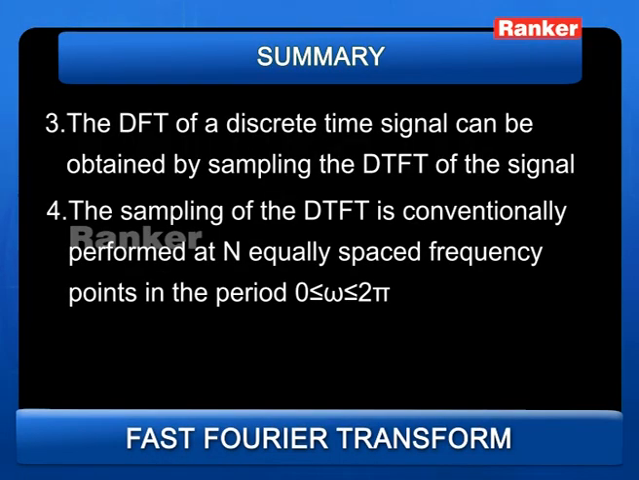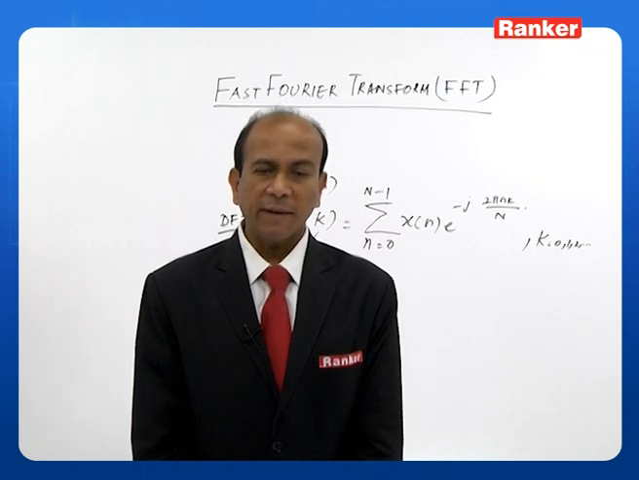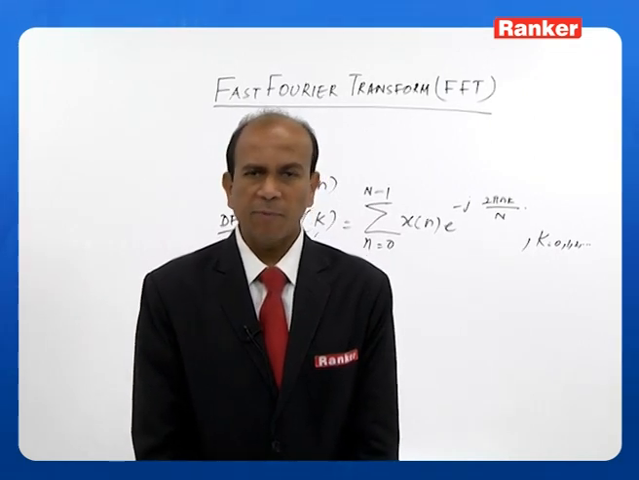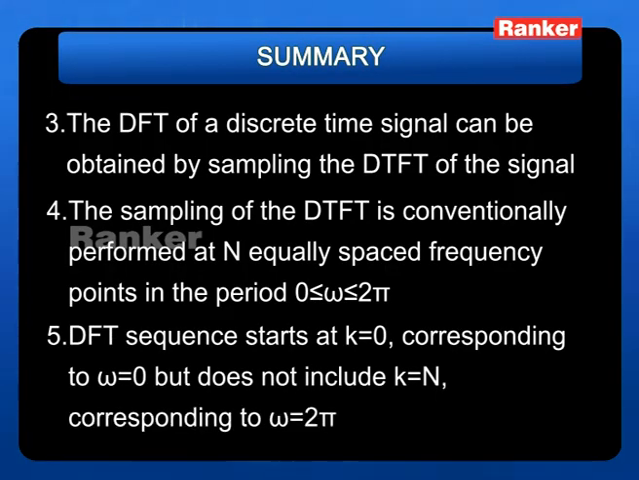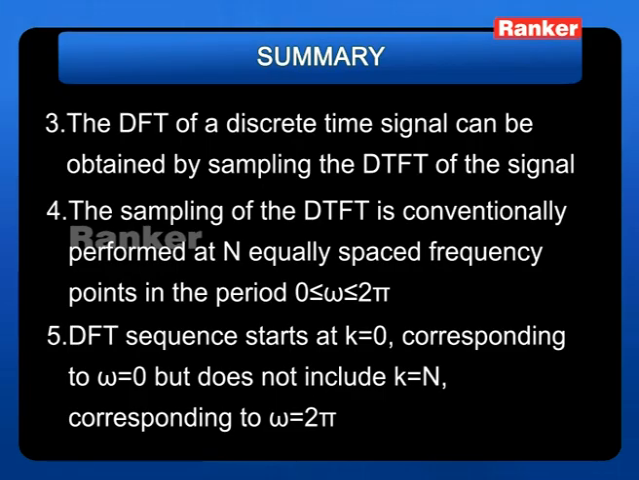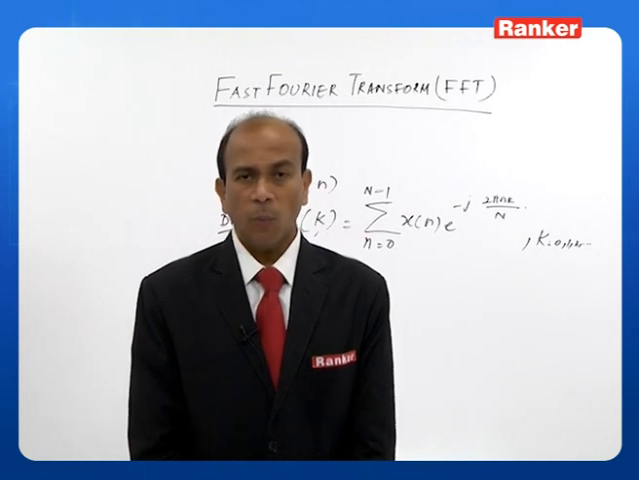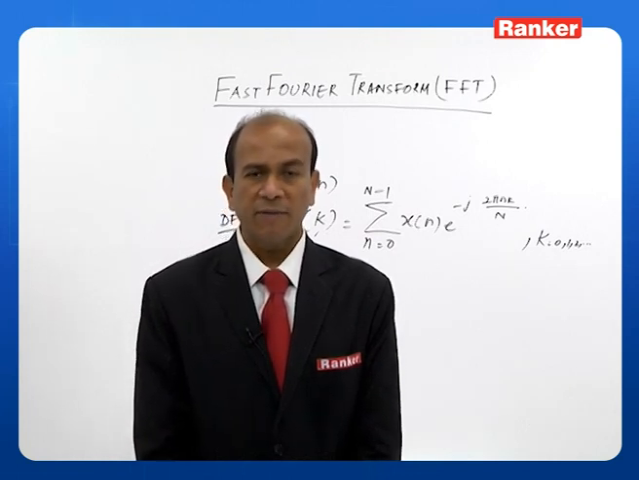This is done conventionally at N equally spaced frequency points in the period of 0 to 2 pi. Omega is lying between 0 and 2 pi. We generally do the DTFT sampling at a rate equal to N, at equally spaced frequency intervals. Now the DFT sequence starts at k equal to 0, corresponding to omega equal to 0, but does not include k equal to N, corresponding to omega equal to 2 pi. That is one important point which all of you should remember. So this is one of the important points of a DFT sequence.